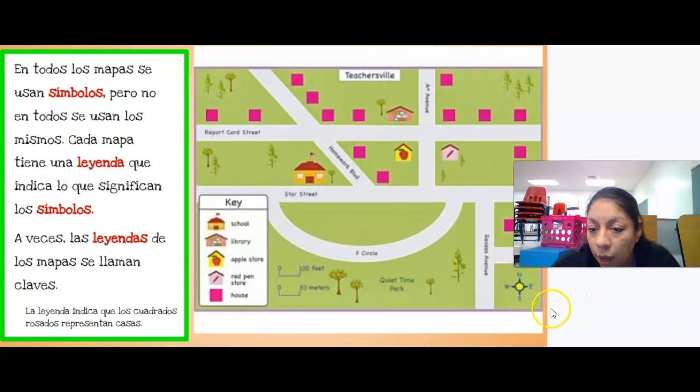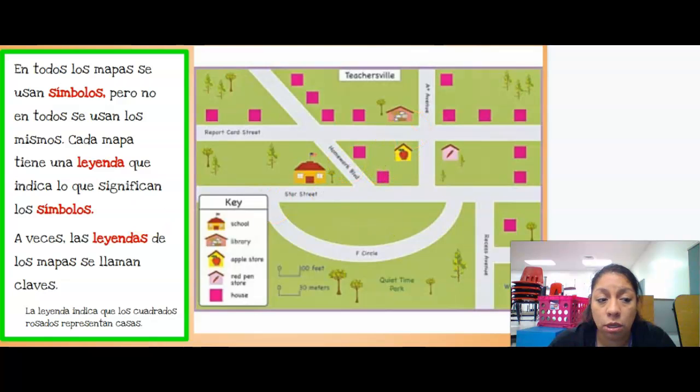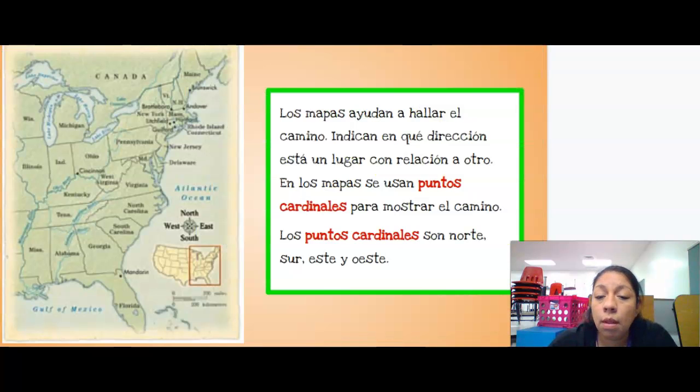Now, I don't know if you can see it, but right here, you can see the cardinal points as well. Most maps have to have a cardinal point so that you know which way you need to go to follow that map. So almost all maps should have cardinal points so that you're able to find out which direction you need to go. Maps help you find your way. They indicate what direction you want to go in relation to other directions. So on maps, we use cardinal points to show us which way to go.